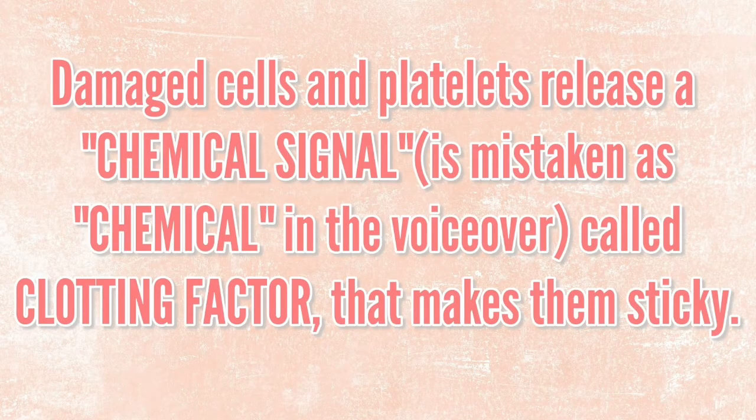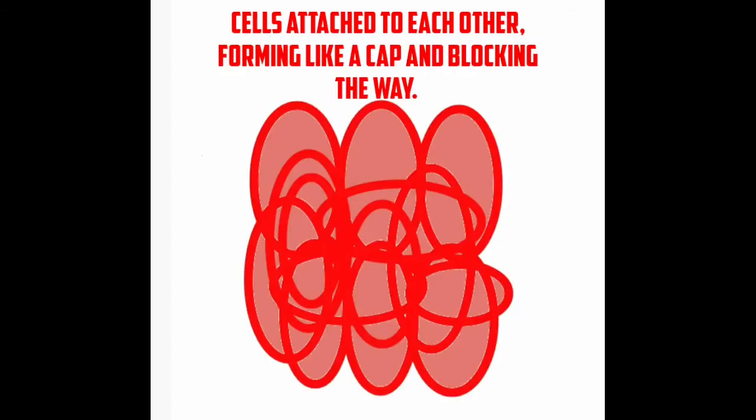Clotting. Clotting is the result of platelets. Damaged cells and platelets release a chemical called clotting factor that makes them sticky. This sticky material helps platelets to attach to the damaged area, like a seal or cap. This is what we call clotting. Clotting prevents blood loss and stops the entry of more pathogens.